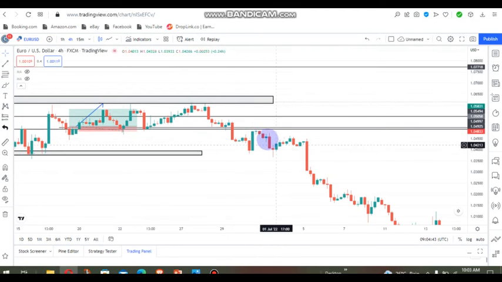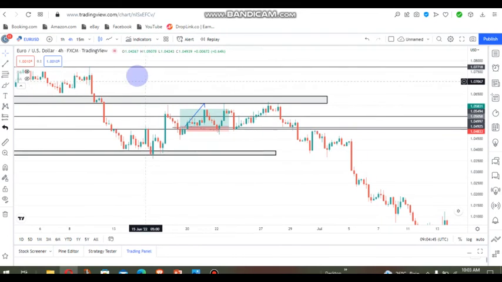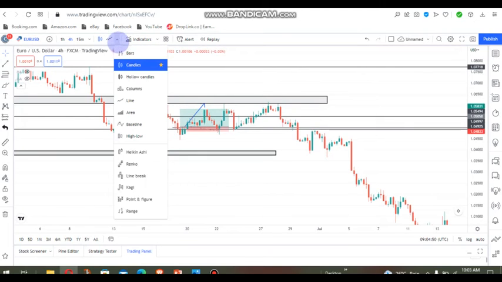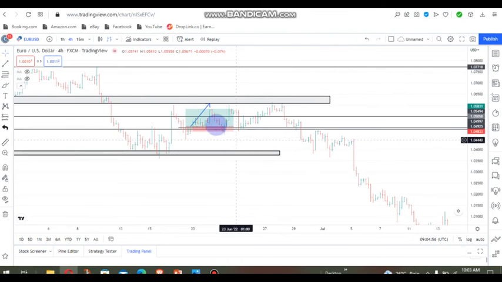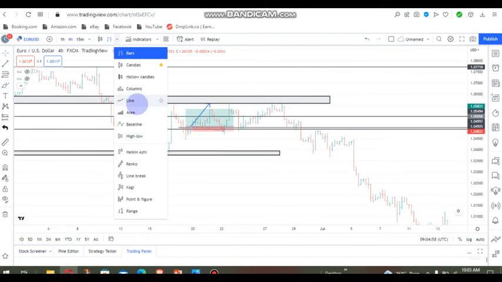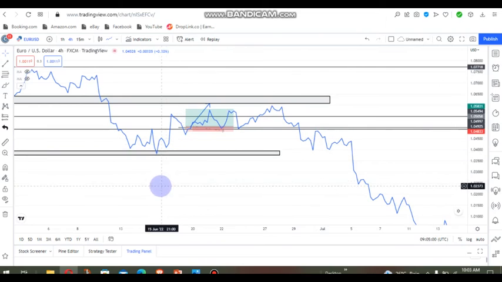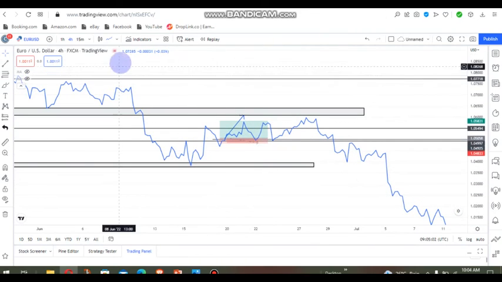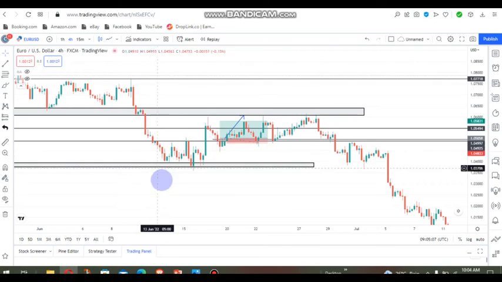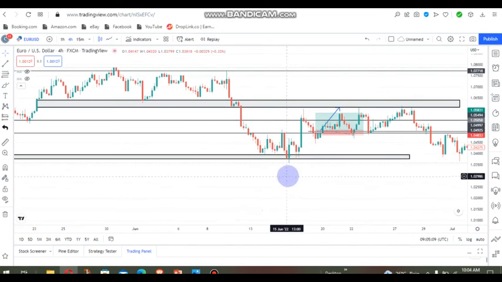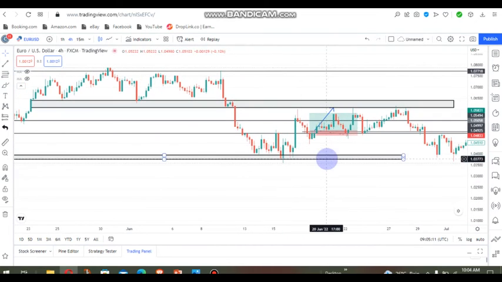These are Japanese candlesticks. We have many types of charts: candlestick charts, line charts, and bar charts. If I click on the bar chart, see the way it appears. If I click on the line chart, you see the way it appears. But in forex, for better understanding, we use the candlestick charts, because this is what is going to give us much information on how the market will move, and will enable us to predict.